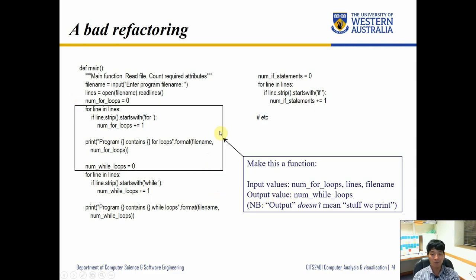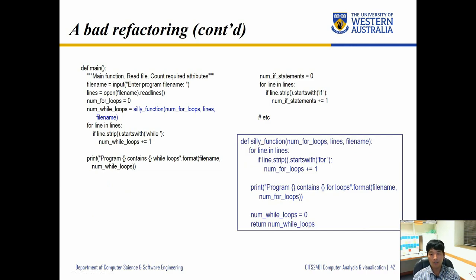But again, this is a bad refactoring, hence identifying these is quite challenging. So don't worry about it if you don't understand how to specifically identify inputs and outputs. It will make more sense as we learn more about different programming ideas. So if we do that, then our function looks like this. However, we can't really give it a good name because it's a bad refactoring, so we just call it a silly function. Essentially the middle block is the same as the code that we pulled out, and then the top line is just the function definition, function name and the inputs, and then return whatever we needed to return, and then call it num while loops equals here.